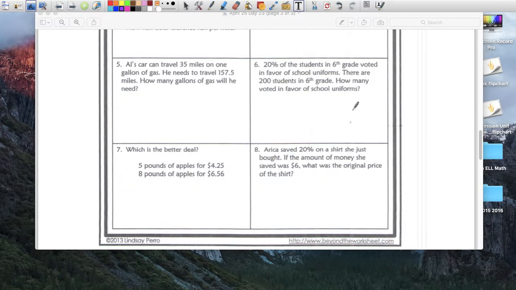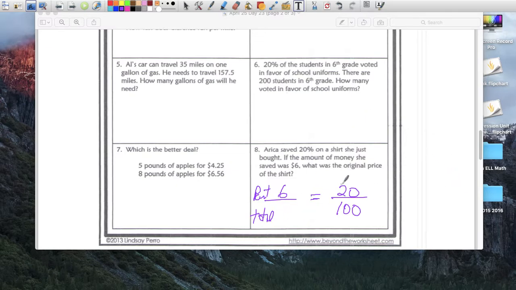Erica saved 20% of the shirt she just bought. The amount of money she saved was $6. What was the original price? Okay, so I use a proportion. Right, here's 100%. 20% of the shirt. So 20% was the $6 that she saved, right? So this is part. This is total. So $6 was not the total price. It was part. It was 20%, right? So we're looking for the total. How much was the full price of the shirt?